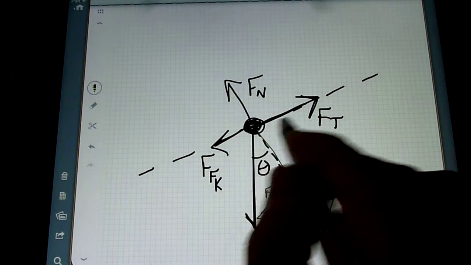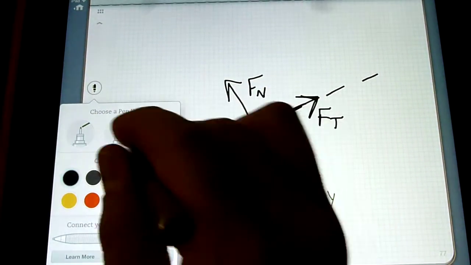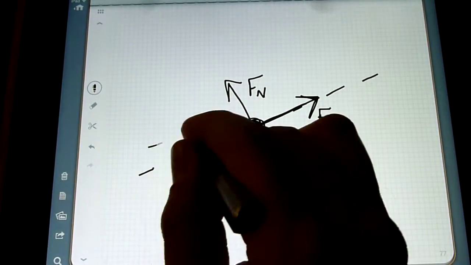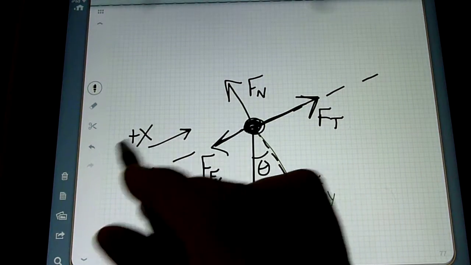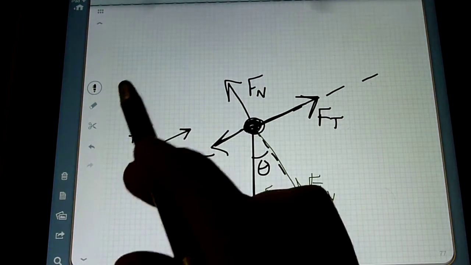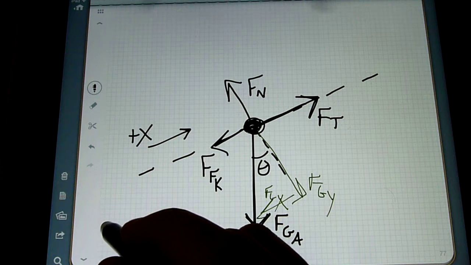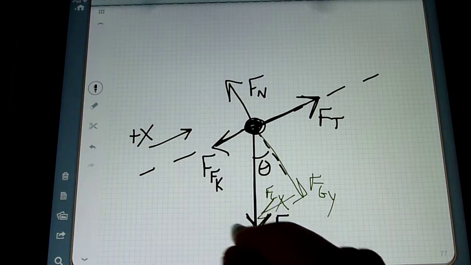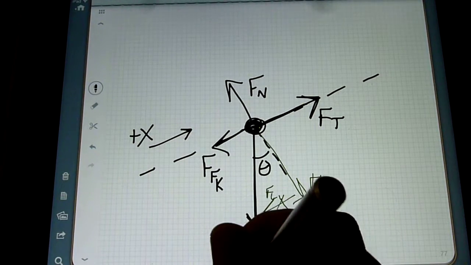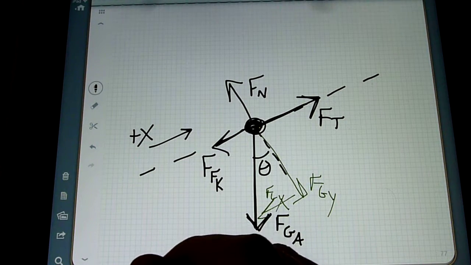We will break this weight into our components because we will be declaring up the incline to be the positive x-axis. As we discussed in class, we often choose the direction of the acceleration, if we can, to be the direction of our positive x-coordinate. So now let's look at this free body diagram, this force diagram, and get our equations for Newton's second law.